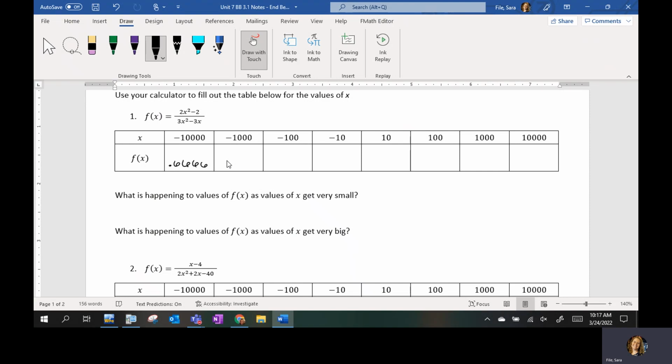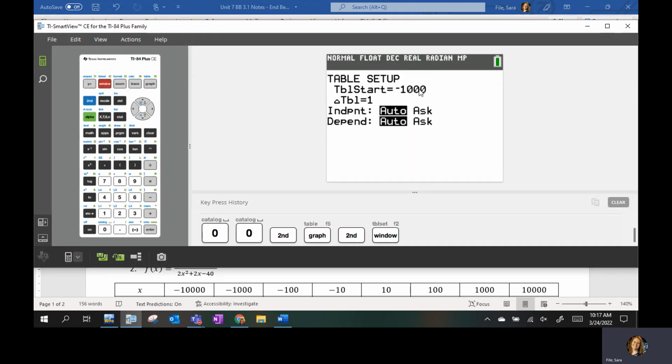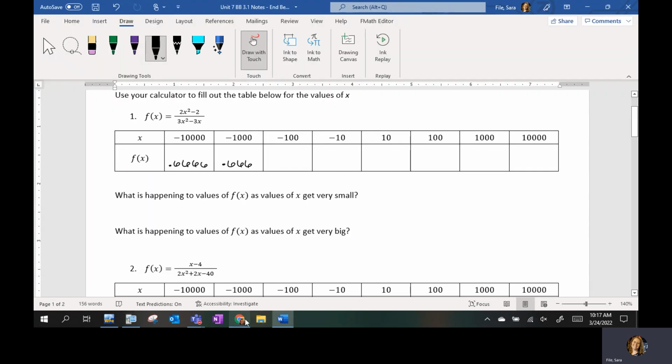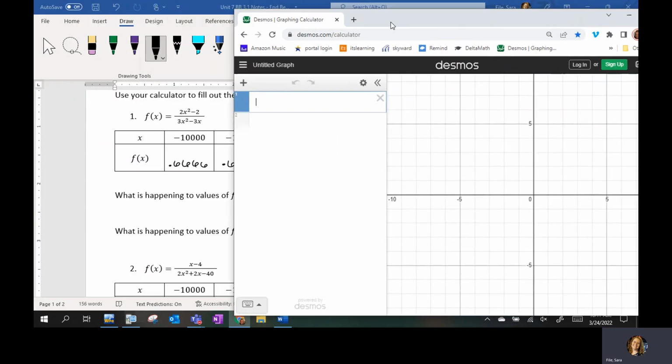Okay, and then at negative 1,000, it was just 0.666. Now, you can keep doing that in your calculator and keep going to second window and going to the exact number you want to go to and checking. But I'm also going to show you how to do this in Desmos. I'm going to type that function in as my y value.